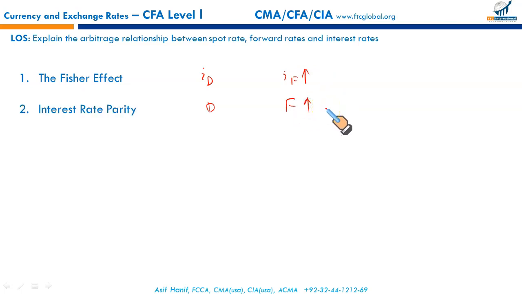Then we have interest rate parity. Interest rate parity states that the difference between interest rates in two countries is the same as the difference between the spot exchange rate and the forward exchange rate.